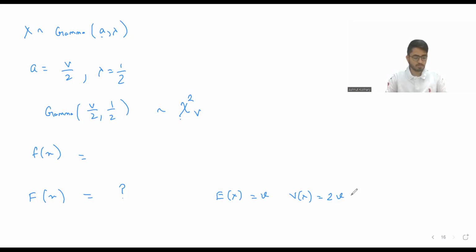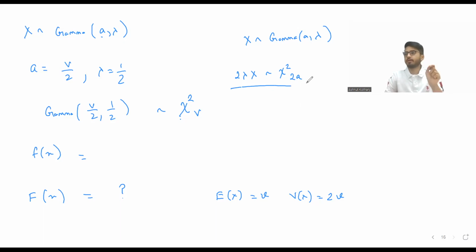Now just take this down, a particular result. If X follows gamma, alpha comma lambda, then 2 lambda X follows chi-square with 2 alpha degrees of freedom. If X follows gamma, alpha comma lambda, then this particular line, basically 2 into lambda into X, will be following a chi-square distribution with 2 alpha, or 2a, degrees of freedom.